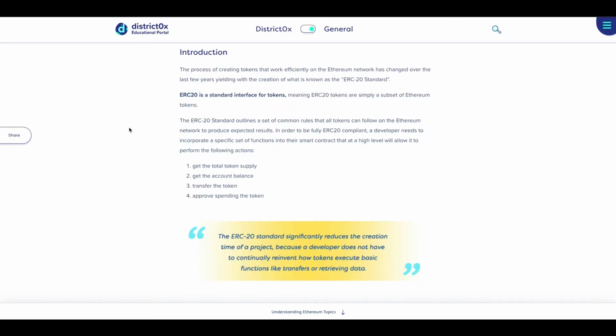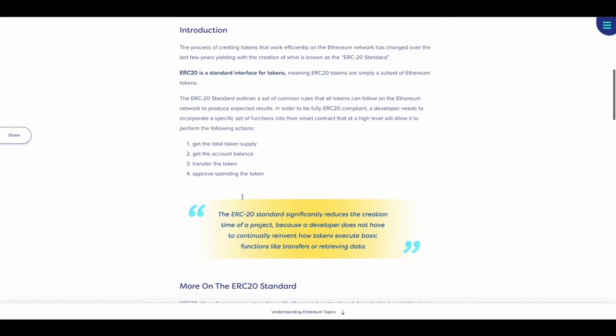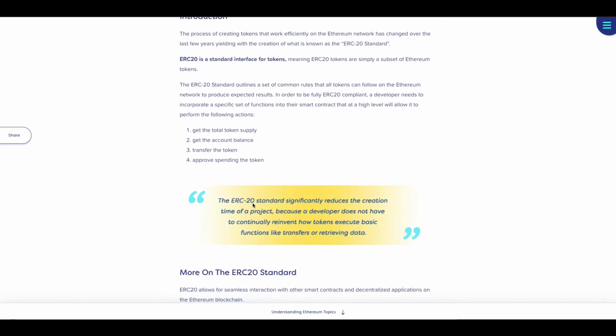The most well known is ERC20, a standard interface for tokens. When making ERC20 tokens, developers have to make sure that the token has a supply, there are account balances, you can do transfers, and there's approval for spending the token. And this quote says that this greatly reduces the effort of creating the project.